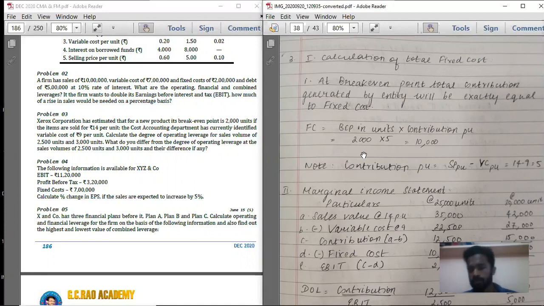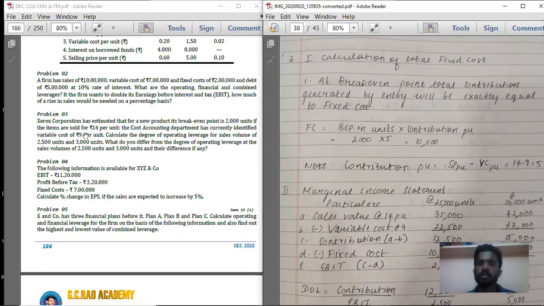Below that, note: contribution per unit is equal to selling price per unit minus variable cost per unit. You know that selling price per unit is 14 and variable cost per unit is 9. If you deduct both, that is the contribution per unit. That is equal to 14 minus 9, which is 5.